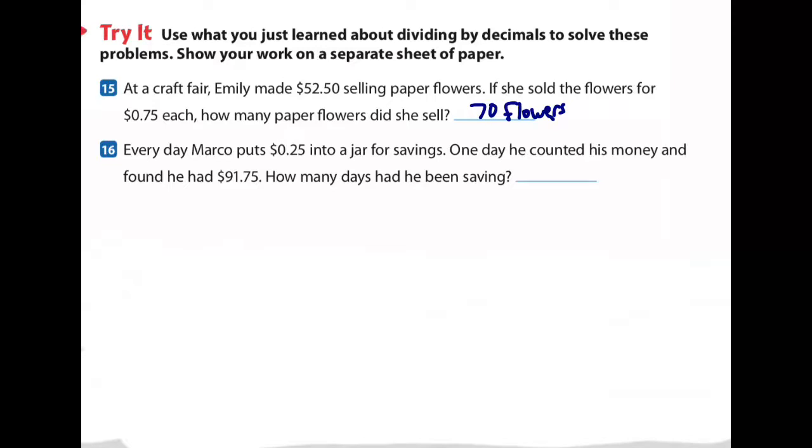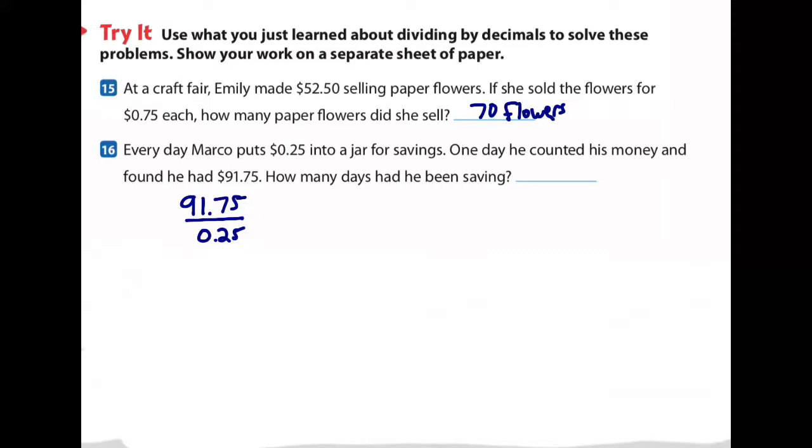Okay, so let's check it out. So in this problem, it says, every day Marco puts 25 cents into a jar for savings. One day he counted his money and found he had $91.75. How many days had he been saving? So think about this for a second. His total is $91.75. And the reason why you are dividing by 25 cents is because each 25 cents was a day. So, because it says every day he put 25 cents into a jar. So you're just trying to figure out how many 25 cents there are in 91.75. So that's a division problem.